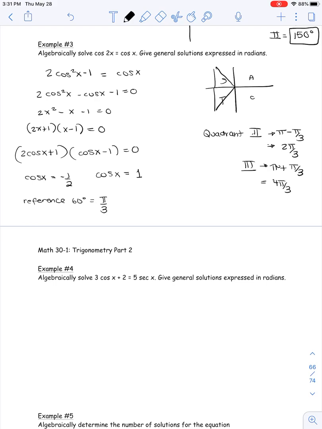And then our next answer is where cos of x equals 1. So again, we're looking at those quadrantal angles. I always like to label them to start off. So we're looking at where the x coordinate is 1, and that's only going to occur at 0 degrees and then 0 radians.